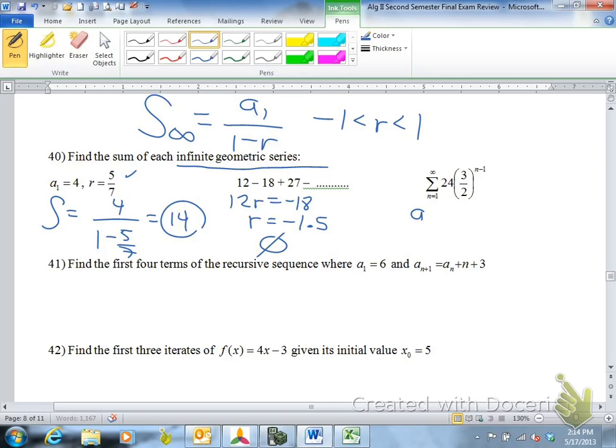The next one, you have infinite, so it's an infinite geometric series. A sub 1 is 24 and R is 3 halves. Notice this R is not in the interval. It is not between those two numbers, so that would be no solution.